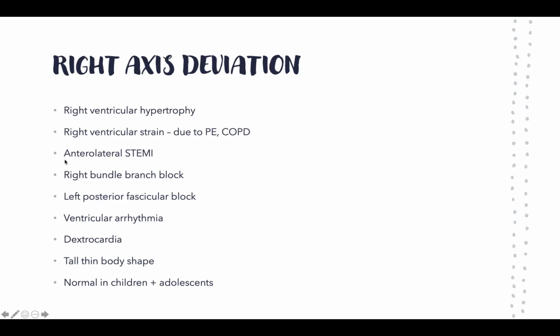Other causes might include an anterolateral STEMI, a right bundle branch block, a left posterior fascicular block, and certain sorts of arrhythmias. An interesting one is dextrocardia, in which most of your organs are on the opposite side, so the heart will be present on the right-hand side of the chest rather than the left. Interestingly, tall, thin body shapes also exhibit a right axis deviation, and it can actually be a normal finding in children and adolescents as well.